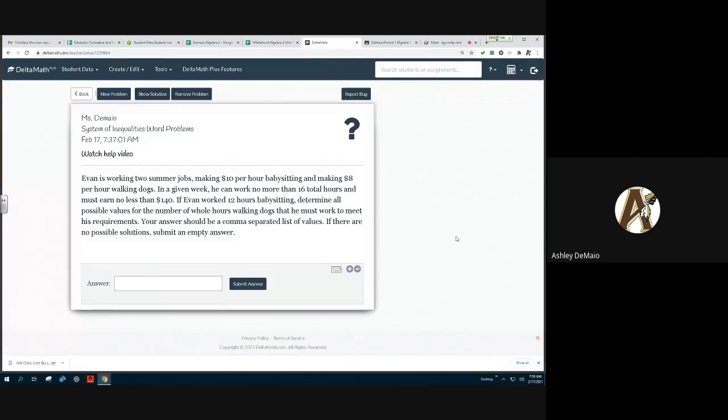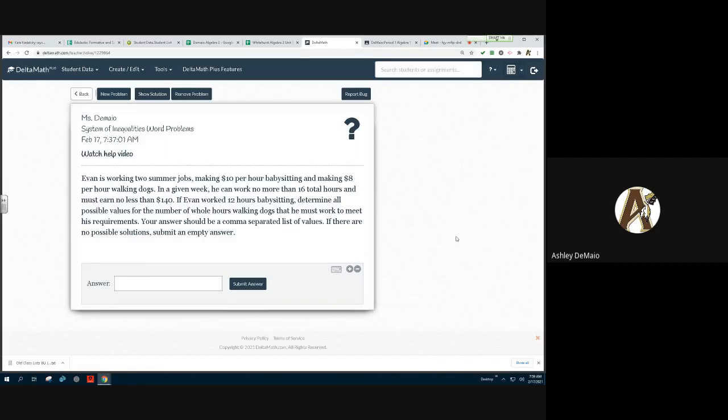Okay, so in the section System of Inequalities, Word Problems, we're going to be writing two inequalities, and then we're going to be solving for possible solutions for those inequalities that make both true. So this is very similar to what we did with lines and systems of lines when we wrote our word problems into equations and solved for them.